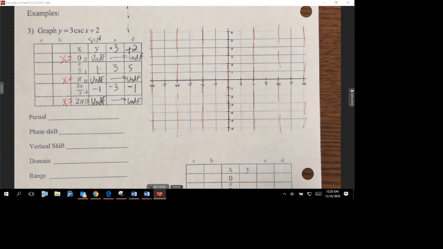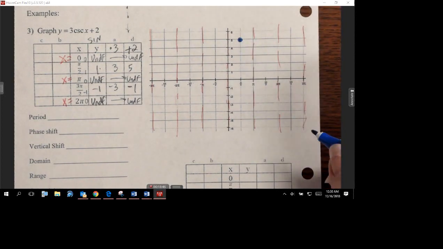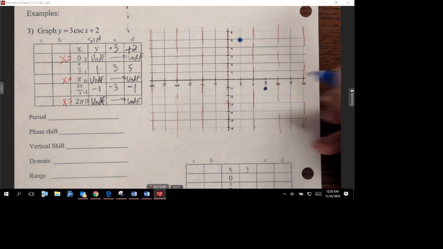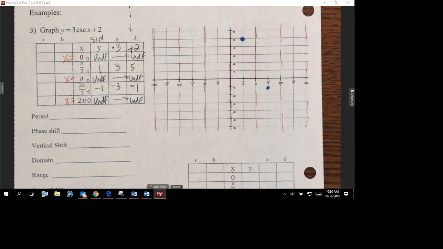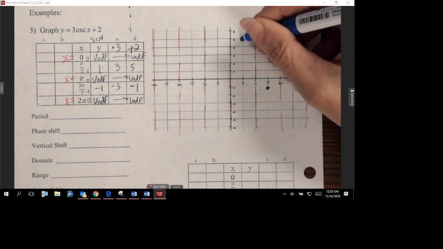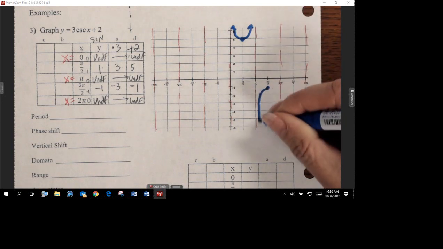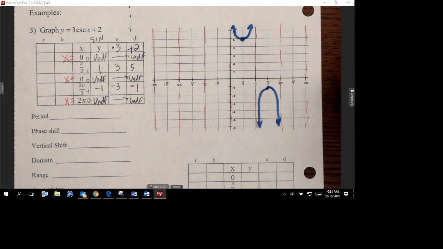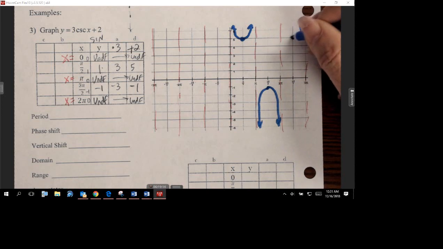So at pi over 2, 5, and at 3 pi over 2, -1. I did not graph my sine function in there. You can, but I did not do it. What I did was graph my high point and my low point. If it's the high point, it's going to open up. If it's the low point, it's going to open down every single time. So then we can just follow the pattern from there.